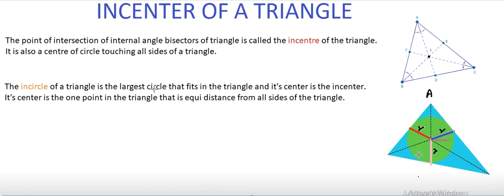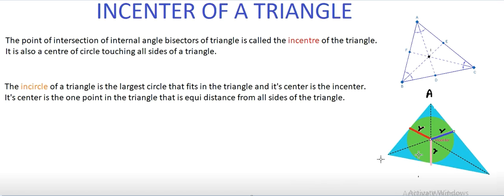The incircle of a triangle is the largest circle that fits in the triangle. That is, this circle is also called the incircle of the triangle and its center is the incenter. Also note that its center is the one point in the triangle that is equidistant from all sides of the triangle. Since this is a circle, these three are radii of the circle. So, the length of these three lines will be the same, and these are the sides of the triangle.